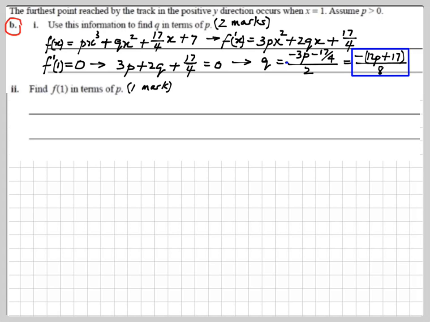Find f of 1 in terms of p. Oh, well, that's alright, because we now know what the equation is, and p is the only pronumeral left to find, guys. So we can just plug and play. There it goes. So therefore, f of x is all in terms of p now. You'll notice that second term on the right-hand side, I've turned the q into its p version from the previous part, okay? So you're right with that now.